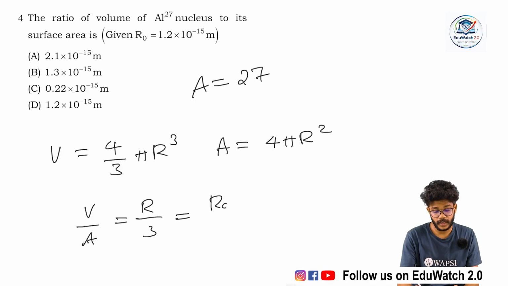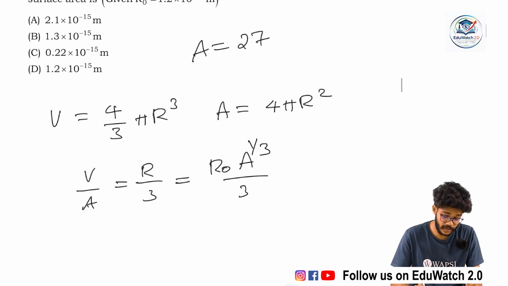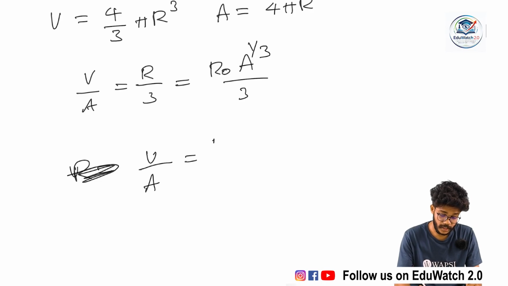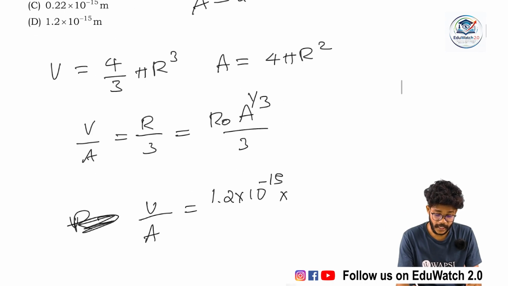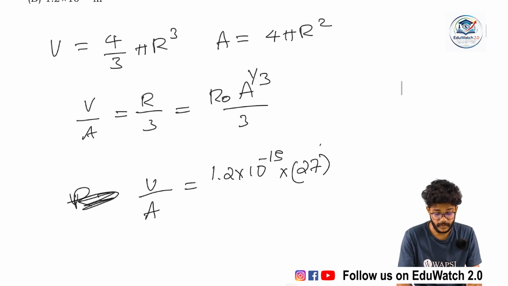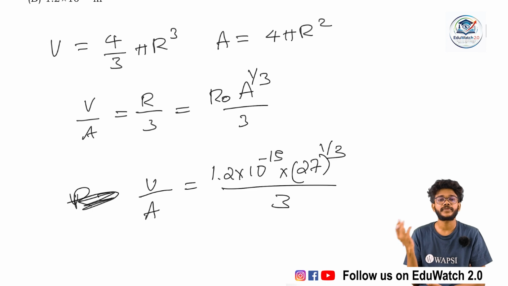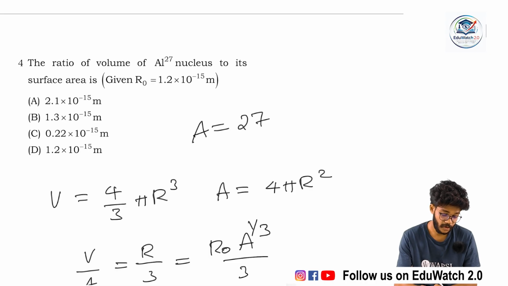What is r? r is equal to r naught a raised to 1 by 3, divided by 3. And a is 27. So r naught is given as 1.2 into 10 raised to minus 15. So the ratio volume by area is equal to r naught a raised to 1 by 3 by 3, that is 1.2 into 10 raised to minus 15 multiplied by 27 raised to 1 by 3 by 3. Okay, so 27 raised to 1 by 3 is just 3, because 3 into 3 is 9, 9 into 3 is 27. So 3 by 3 we can cancel it. So it is 1.2 into 10 raised to minus 15. Okay, option D is the correct answer.